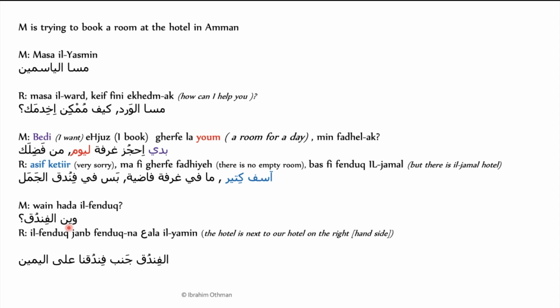M says, وين الفندق? Where is the hotel? He replies, الفندق جنب فندقنا على اليمين. The hotel is beside, next to, hotel, our, because na refers to us. So فندقنا, our hotel. على, which means on, على اليمين, on the right hand side.